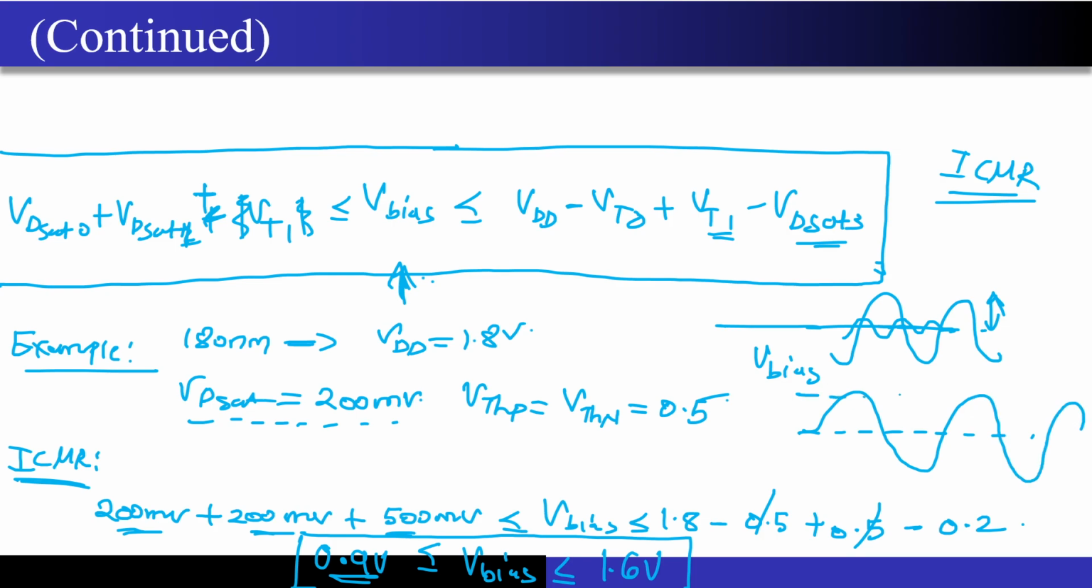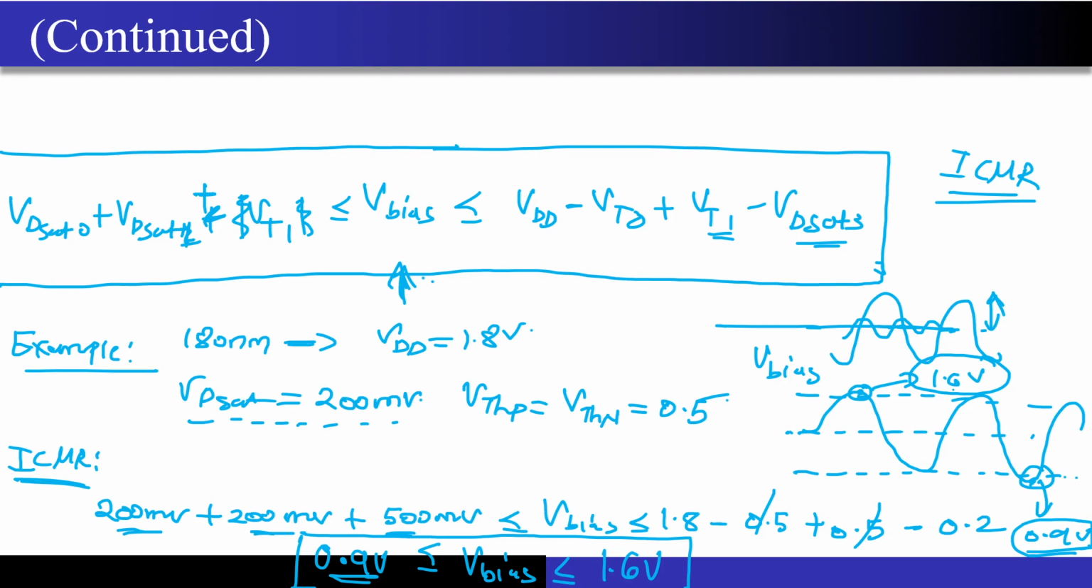So this entire thing from peak to peak I'm talking about, correct? So you biased it somewhere, correct? Now this upper limit should not exceed 1.6 volts. This lower limit should not go below 0.9 volts for very good operation. If you don't want any non-linearity in the signal, then you have to respect these boundaries.